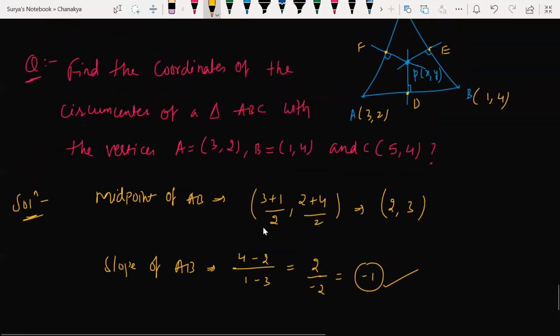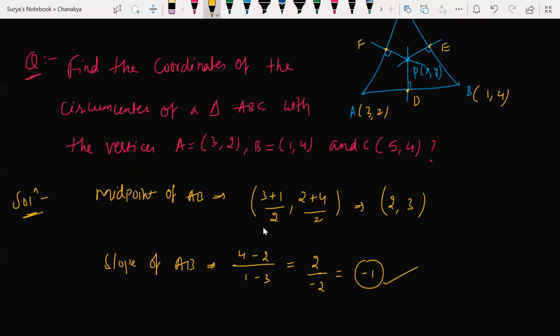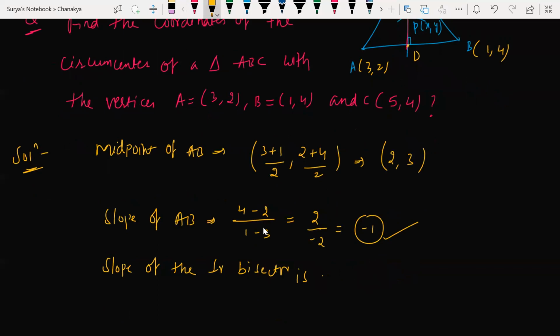See, the slope of AB we found. What is the slope of that perpendicular bisector now? Perpendicular, right? The slope is minus 1 by minus 1, which is minus 1 by minus 1, that is 1. Understand my point? Yes.